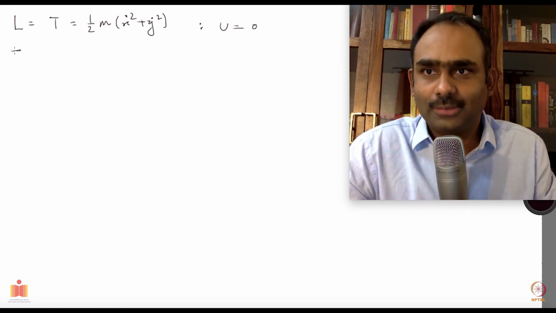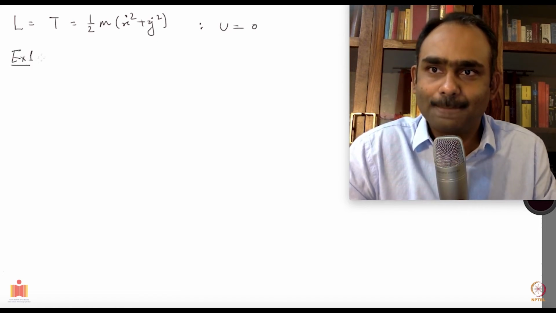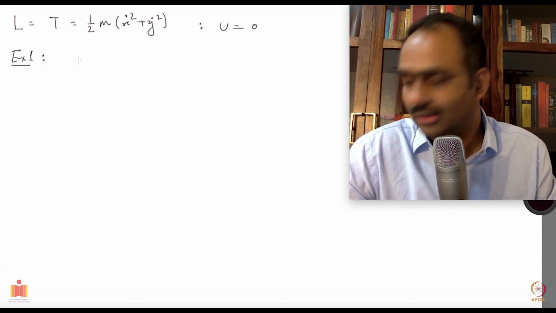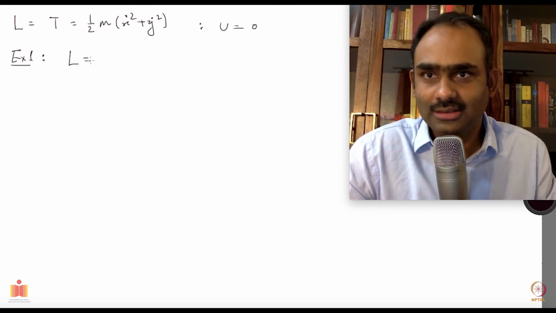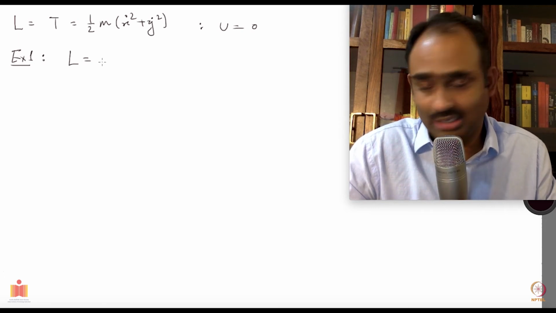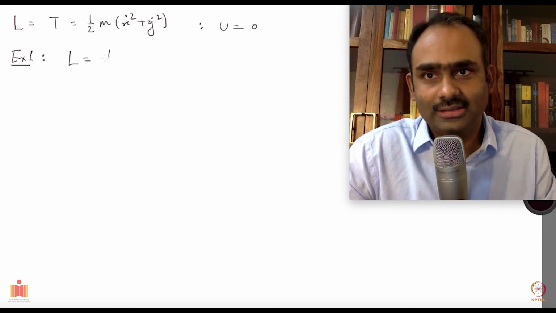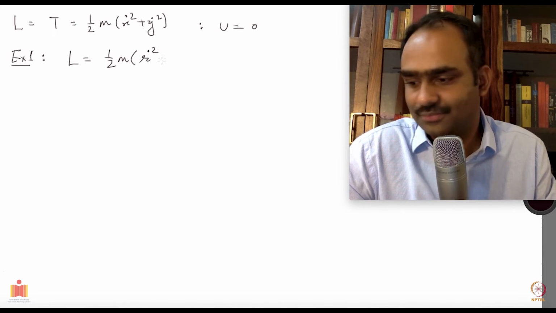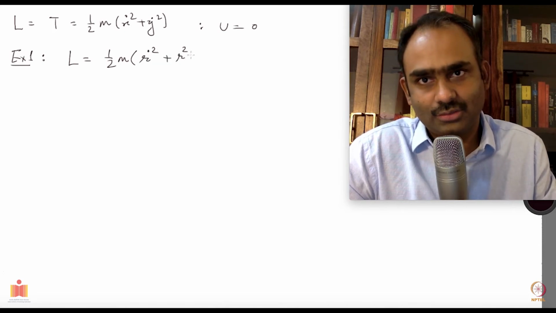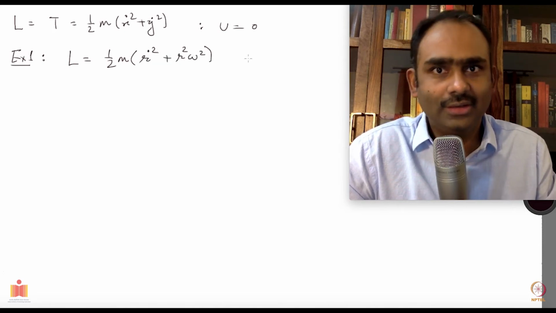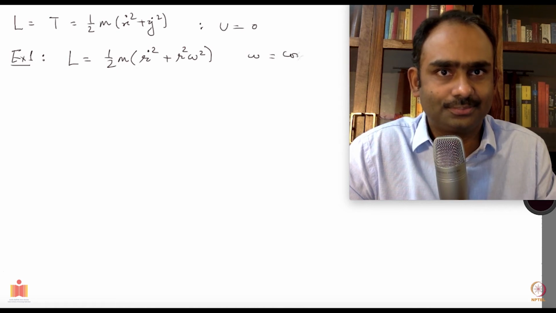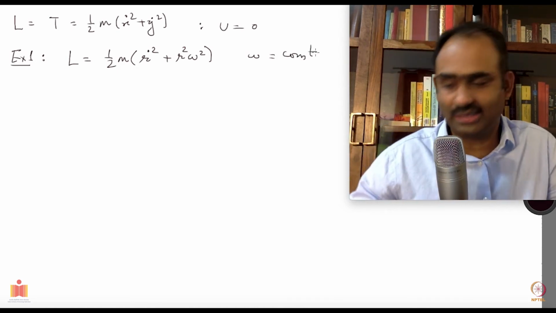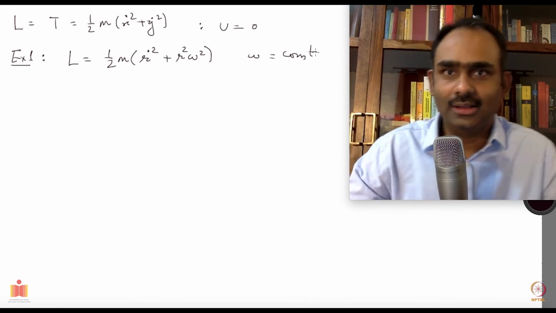So exercise number 1, please do it. Show that your Lagrangian in the generalized coordinate, which is r now, is half m times r dot square plus r square omega square. Okay, where omega is a constant. We said that the wire is moving uniformly, so omega is constant, does not depend on time.